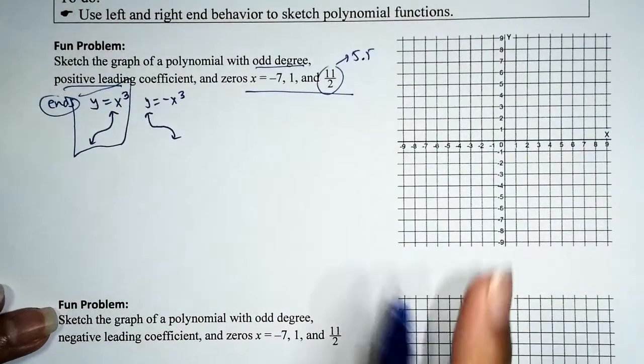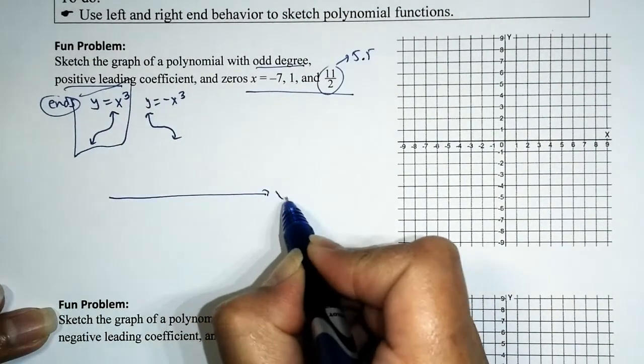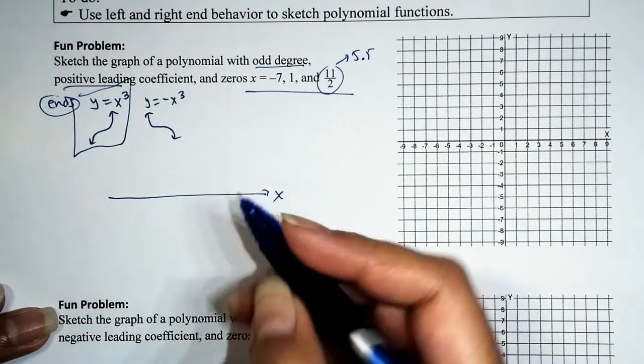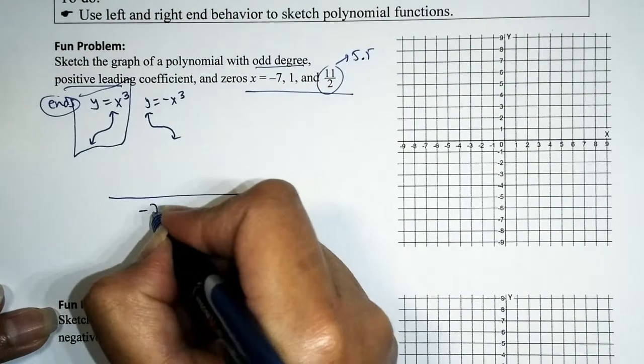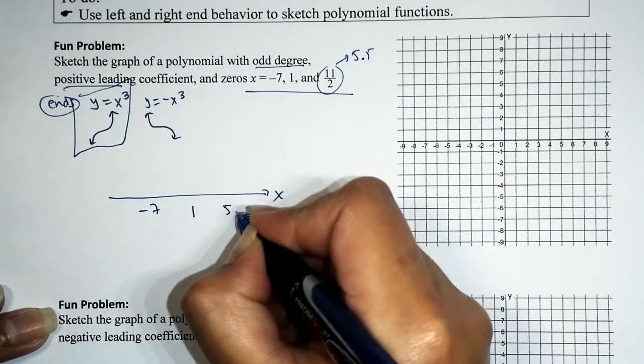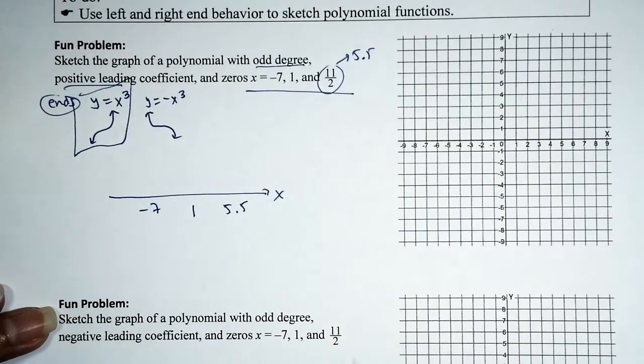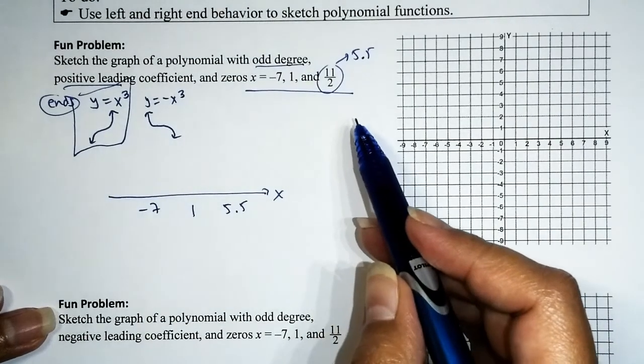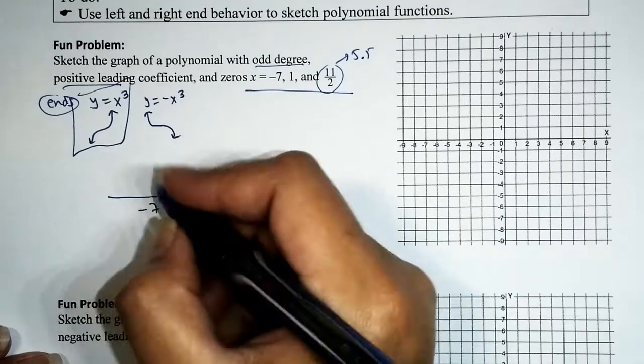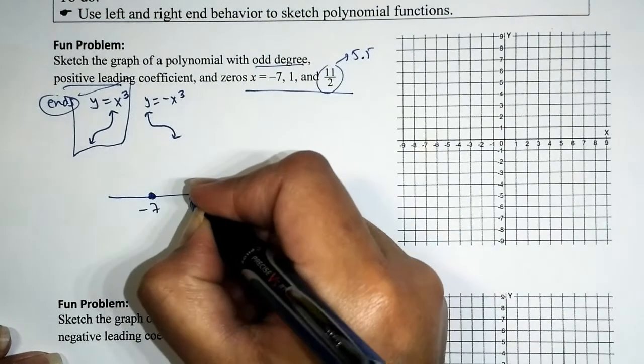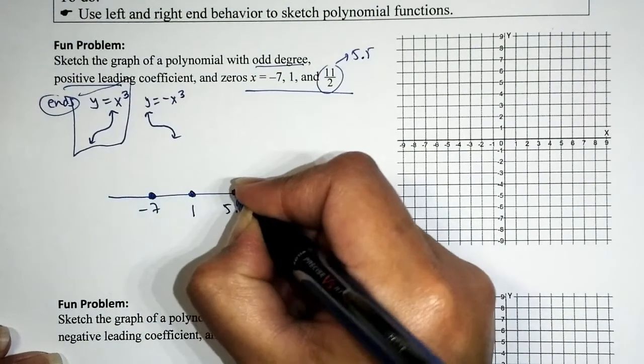Okay, so let's do this. Let's go ahead and take the x-axis only. This is our thinking area, and the zeros are -7, 1, and 5.5. If these are the zeros, they are going to be the x-intercepts. So let's go ahead and do our points. X-intercepts at -7, 1, and 5.5.